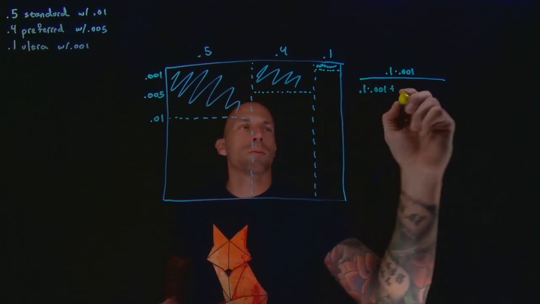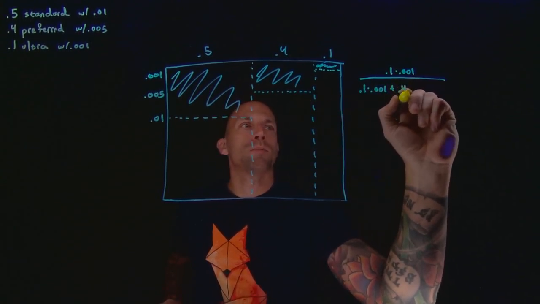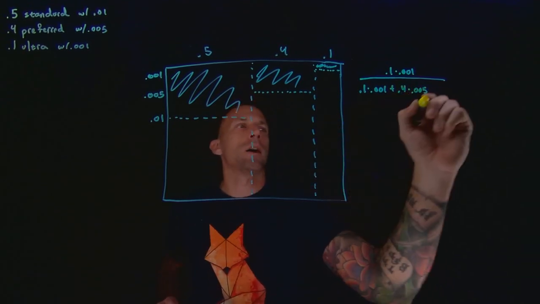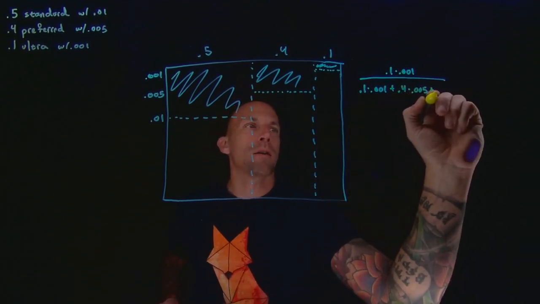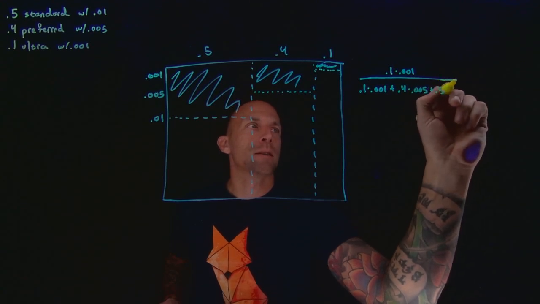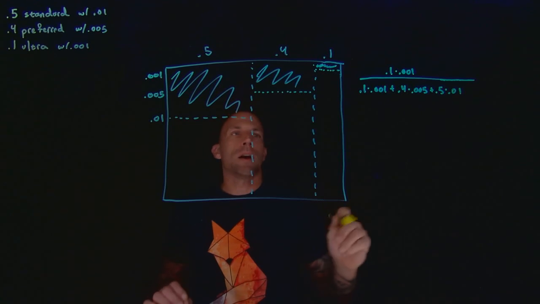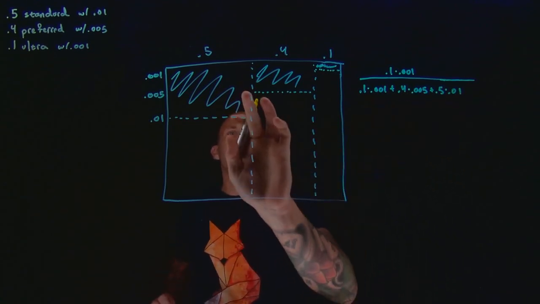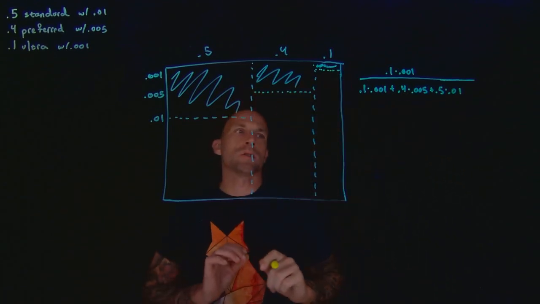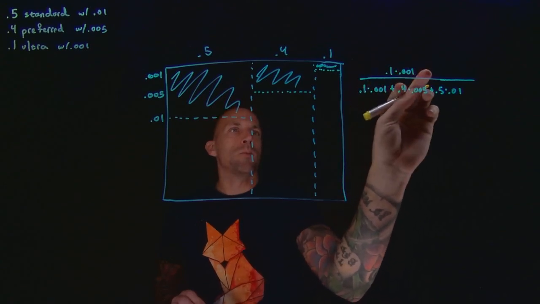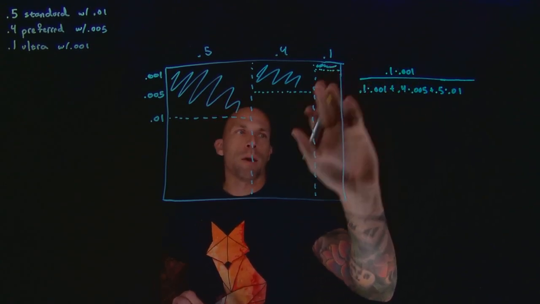So it could have been ultra preferred, could have just been preferred. There's the 40% times the 0.5% chance of dying, or they could have been standard with 50% times a 1% chance of dying. So the limited sample space on the bottom is the area of these three boxes, and the value that we want is the numerator and the area of this box.